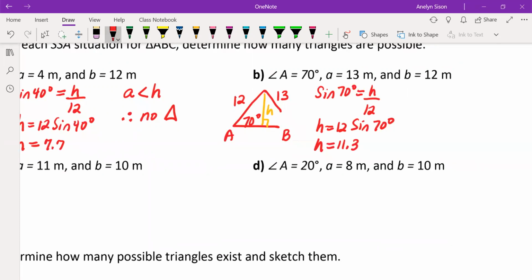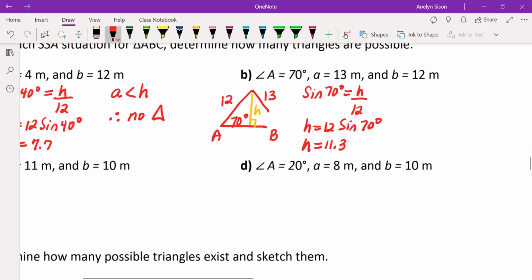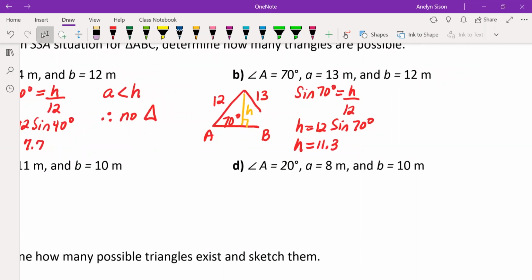Can we make one or two? We can't make two. Why not? You have 13, right? So you can position that 13 to the right, but not to the left of the height because you're going to pass your 12. So how many triangles are possible in this one? Only one. And why only one? Because A is greater than H, and A here is greater than the B. Therefore, only one triangle possible.